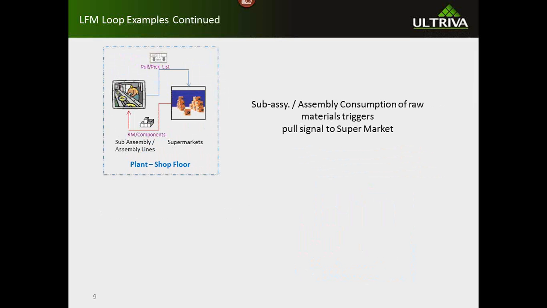Then we can work our way upstream a little bit from there, and we can say that we have a loop identified between a raw materials supermarket and that subassembly line, and that as the subassembly line consumes its components and manufactures goods for final assembly, we create a pick list for the supermarket telling them, the material handlers, what they need to deliver to subassembly so that they can continue to build.